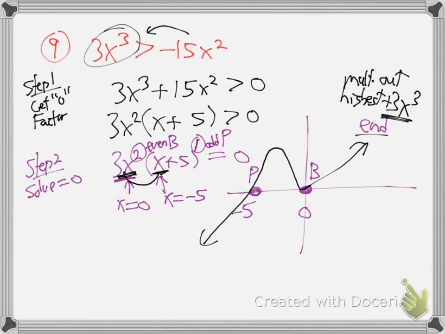Just when you get the 0 thing, just look at the power on him. If it's odd, that's a pass-through. If it's even, that's a bounce. You just put that right on the graph. Like that. Okay, now having done all that, we're ready to answer the question.